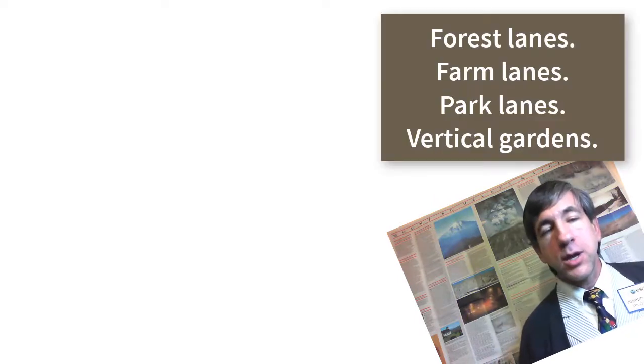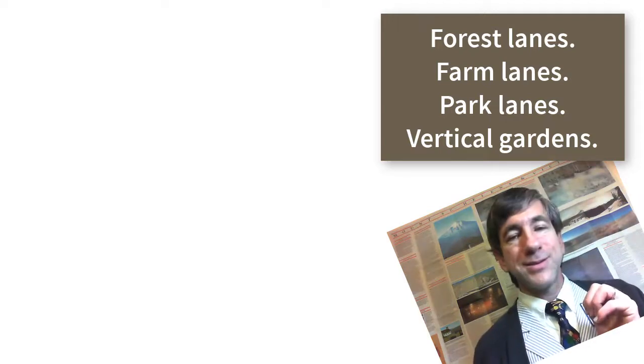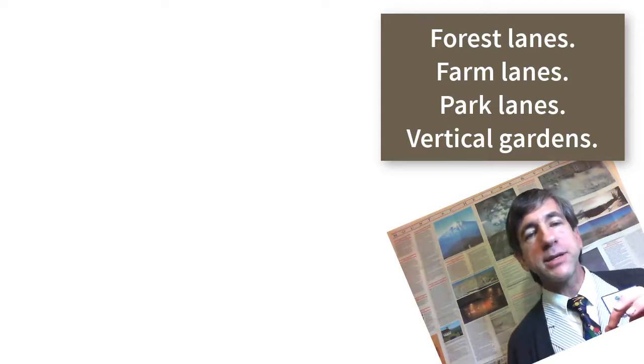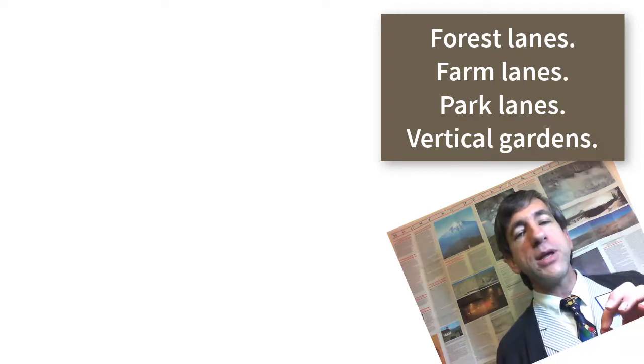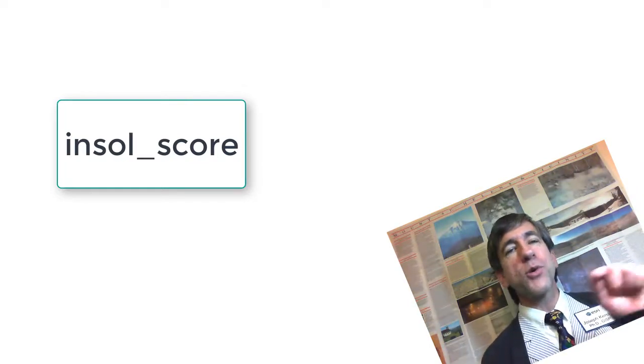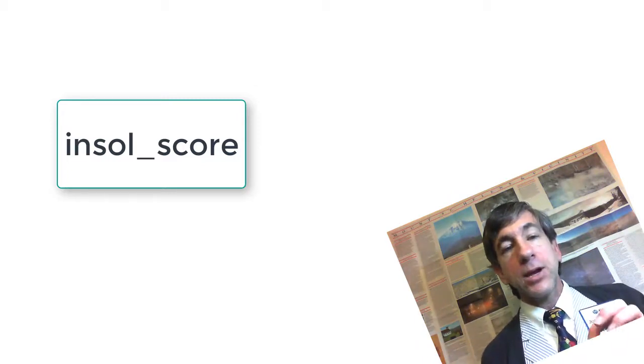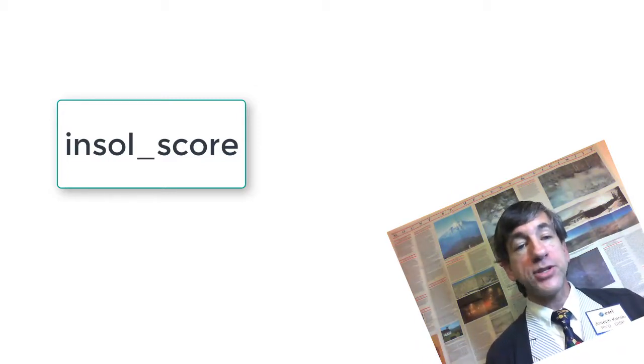Now let's seek to understand what we've got. In its greening database, the city has identified 4 types of possible greening responses: forest lanes, farm lanes, park lanes, and vertical gardens. Higher scores as a composite of these 4 greening responses are stored in a field named insol_score. It's kind of hard to say. Insol_score. A higher score indicates a lower potential for adaptation, and a lower score indicates a higher potential for adaptation into a greener, livable space. Here, a low score of 1 is optimal, right?